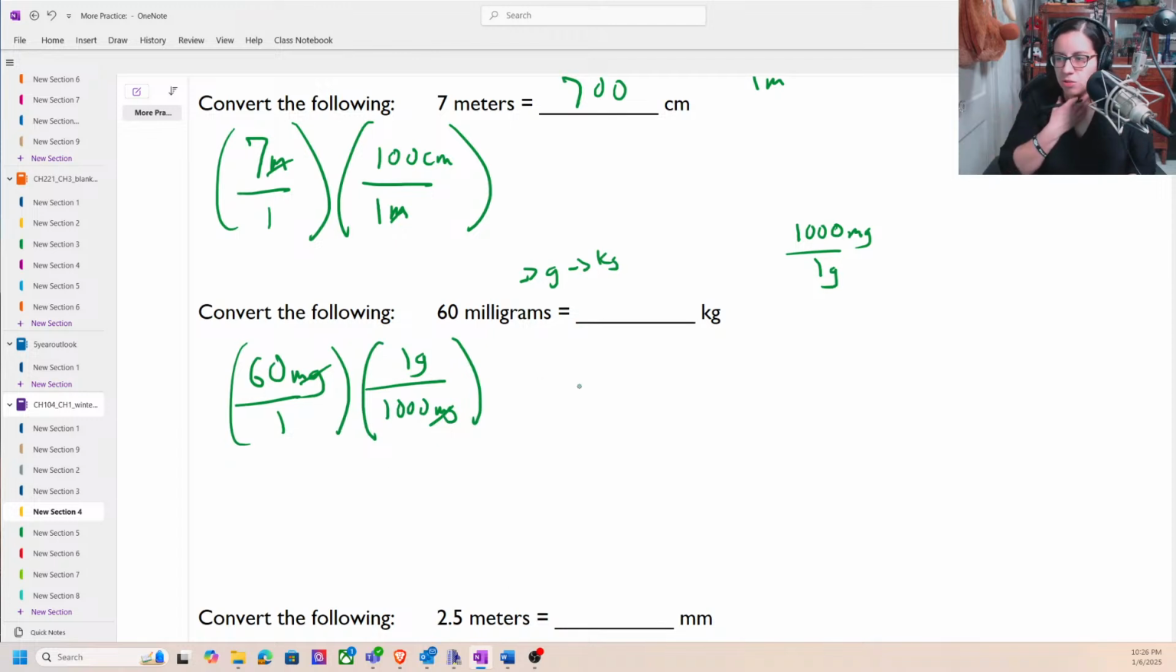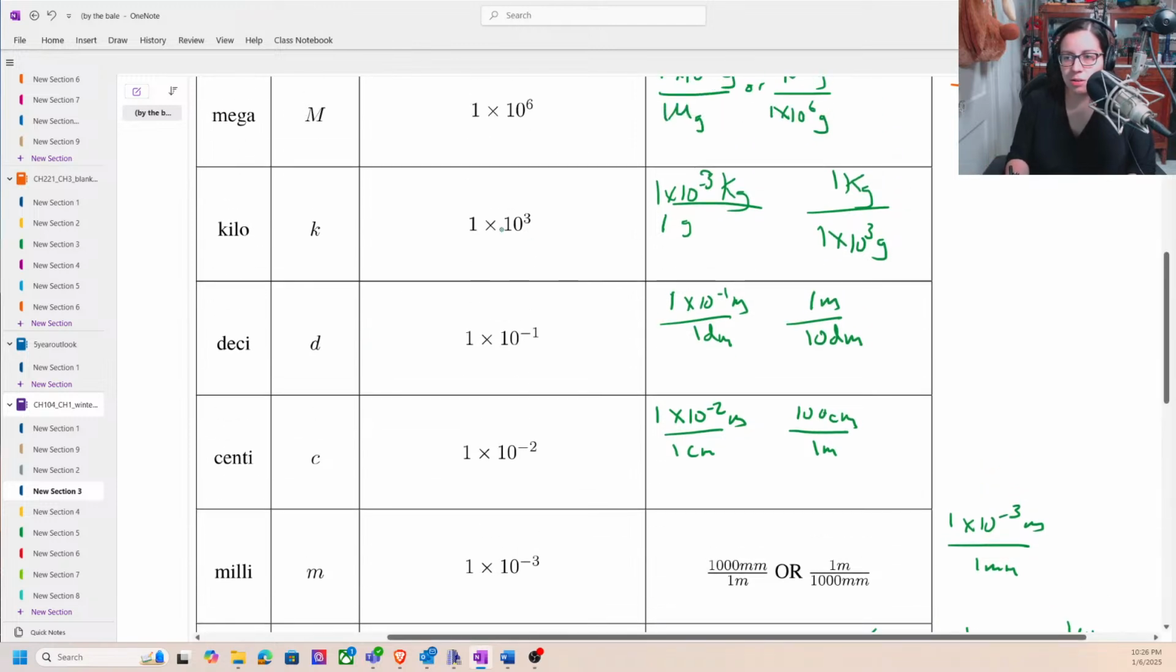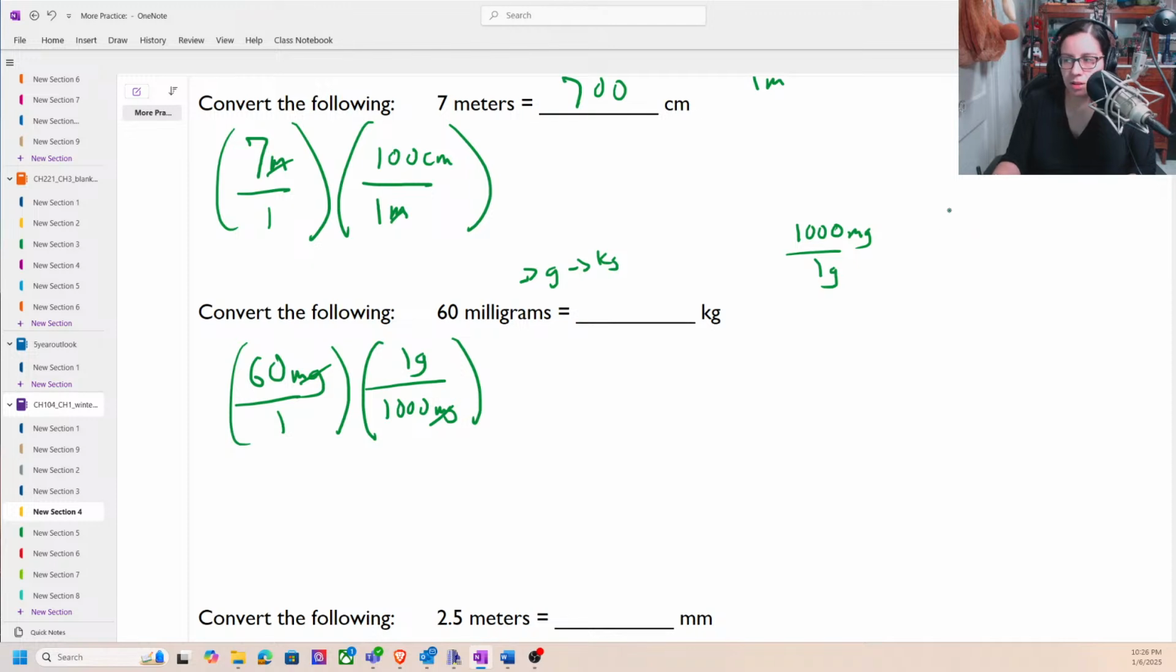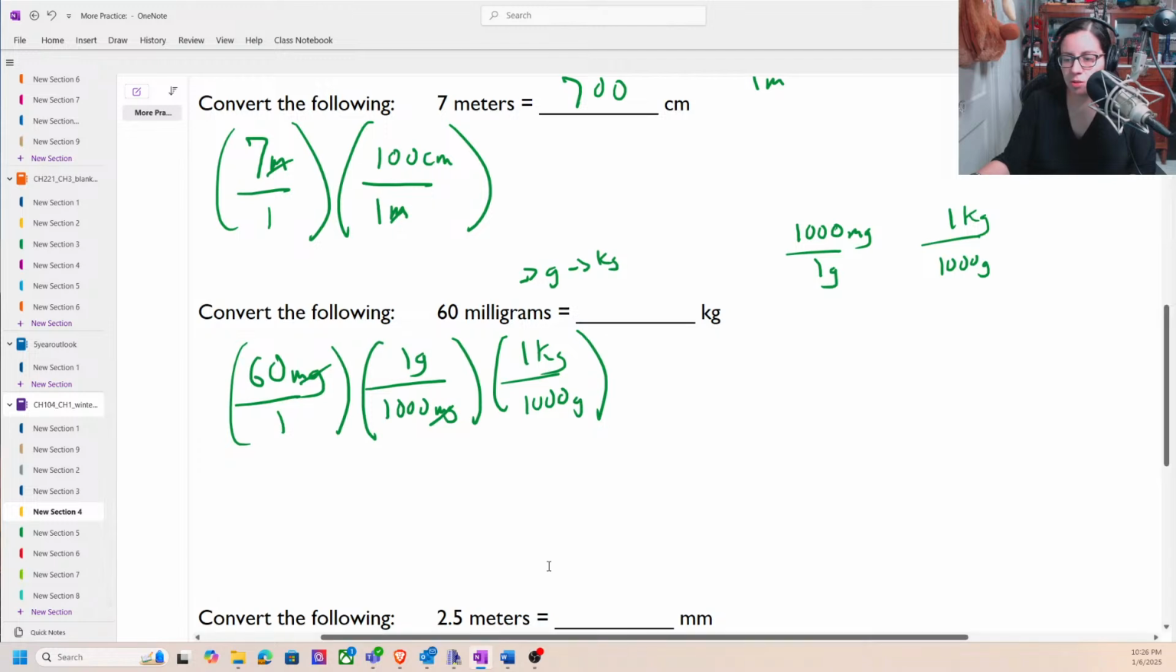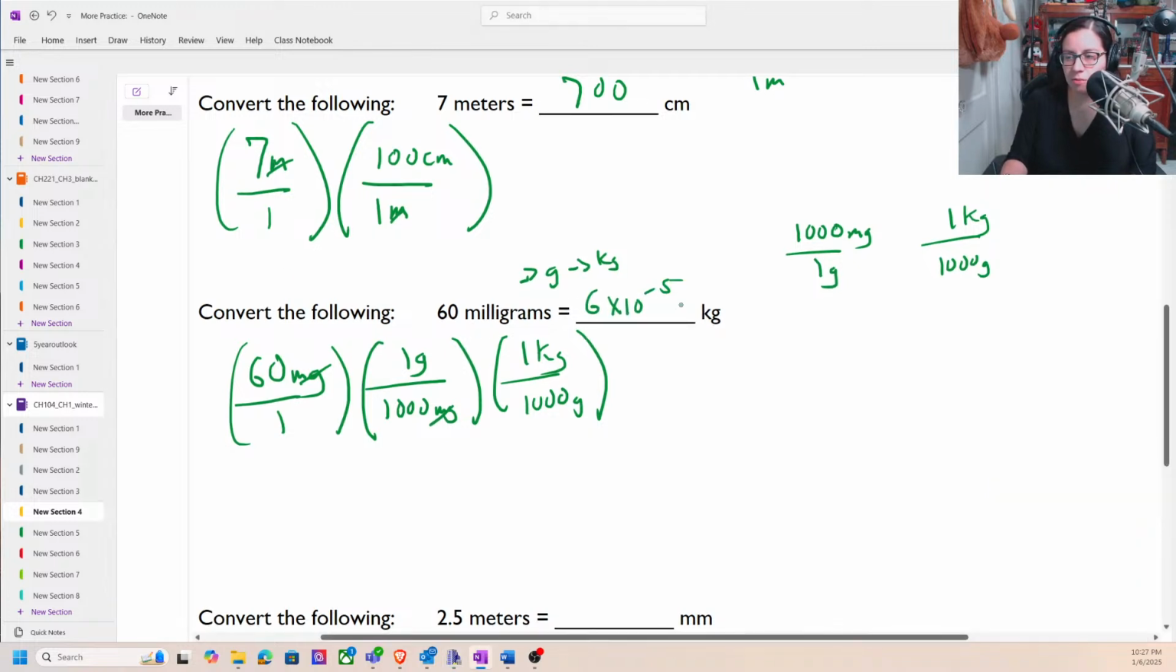I'm going to wait to punch it all in. And then kilograms, we said was 1 times 10 to the third. So again, that means 1 kilogram, 1,000 grams. That's appropriate how I wrote it. All right, so now let's multiply this all across. And so now we have 60 divided by 1,000 divided by 1,000, which gives us 6 times 10 to the negative 5th kilograms.